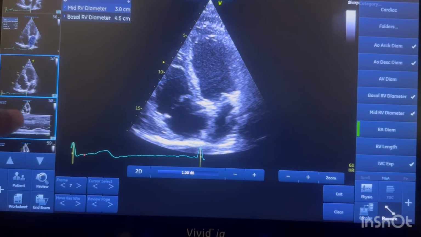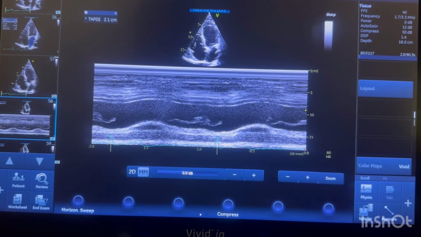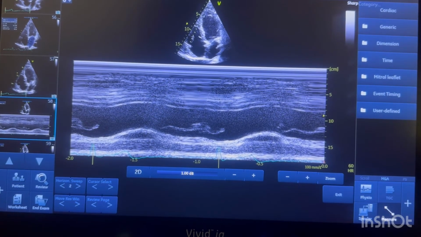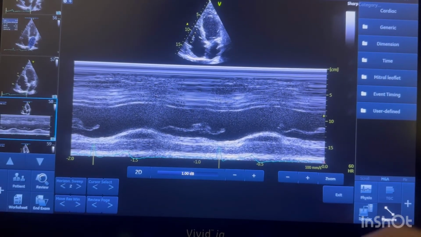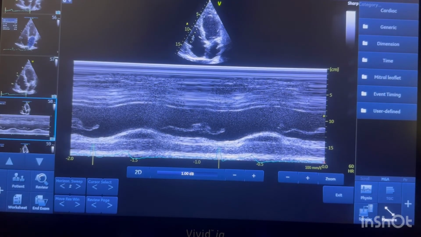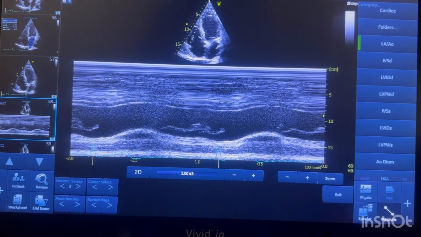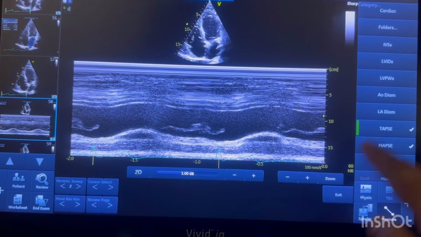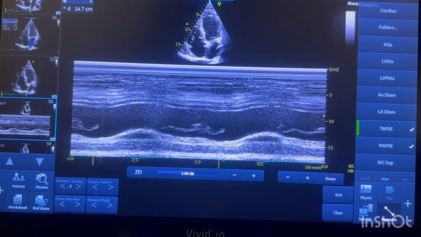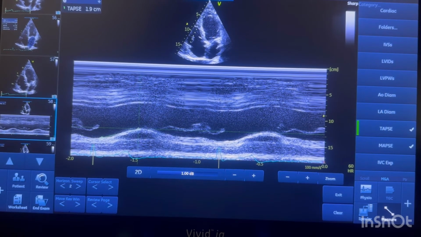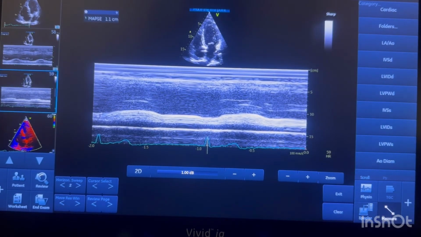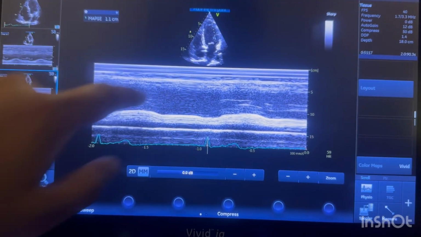Okay, so this is the TAPSE. How are you going to do the TAPSE? You put your M mode on the tricuspid annulus and get this M mode. Then you go and measure the TAPSE. This is your TAPSE. You start after the R wave and just follow the peak here. That's it, that's your TAPSE. You will do the same thing for the MAPSE as well. Some people don't do it, but if you want to, put the cursor there and just measure it.